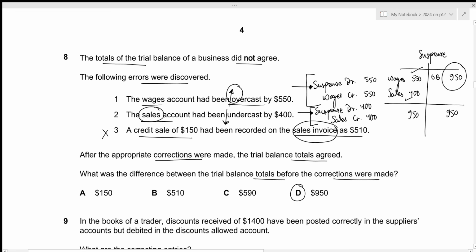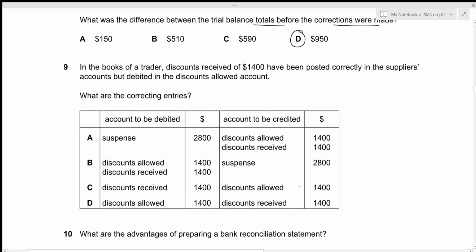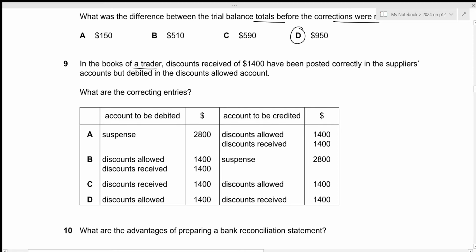That is all for the 8th question. Let's move towards the next one. In the books of a trader, discounts received of 1400 had been posted correctly in the suppliers accounts but debited in the discounts allowed account. What are the correcting entries?